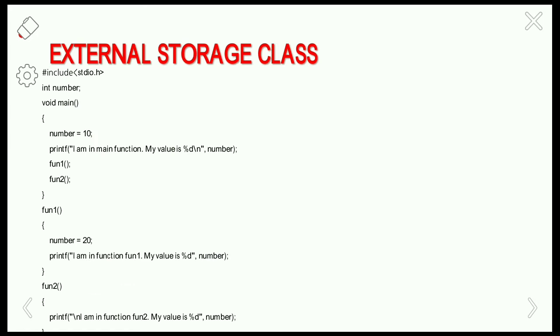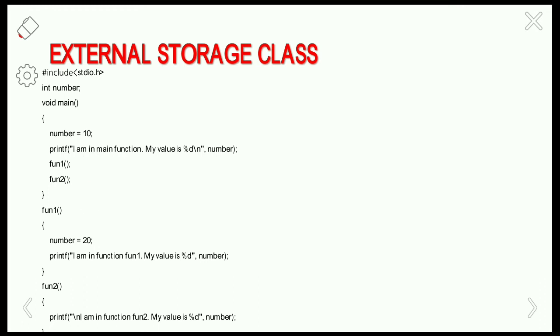So in the external storage class, here we are going to define an external variable that is an integer number. That is outside all the functions. We are going to access this particular number outside, which is outside all the functions. So void main, number equals 10, and "I am in function main, so my value is %d", comma number, function 1 and function 2.